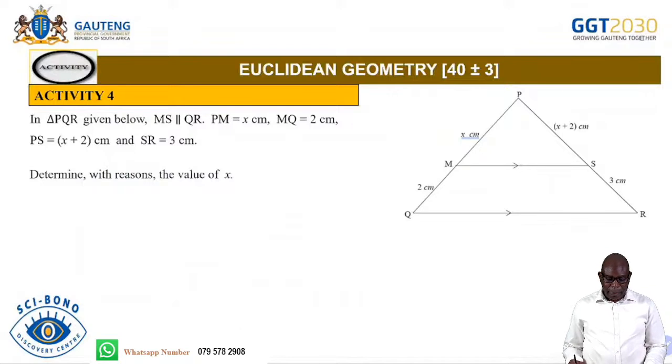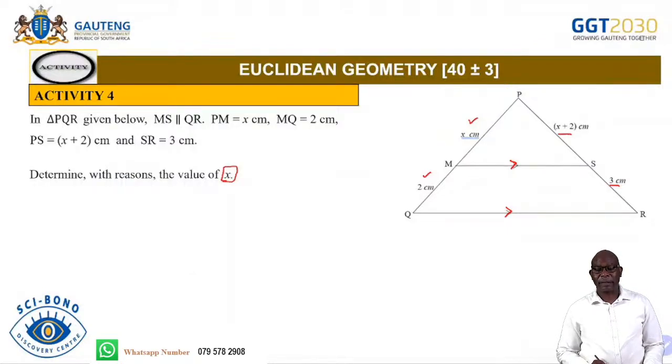Now, the next activity is on proportion. So I'm given that this line is parallel to that. I'm given that this is x, this is 2, this is x plus 2, and that is 3. And they're all in centimeters. Now I'm requested to determine the value of x.